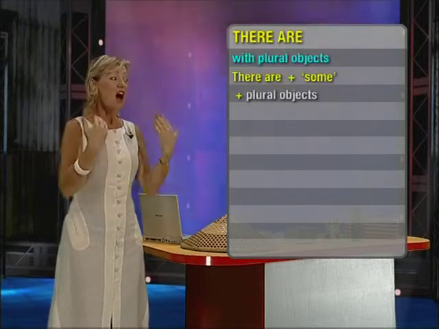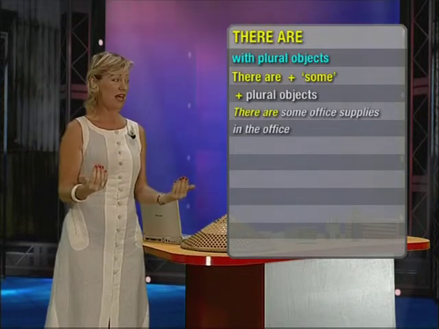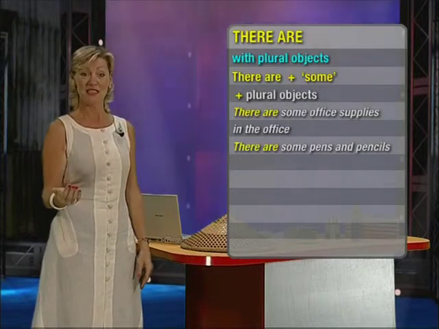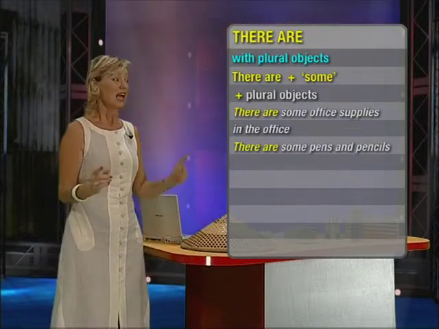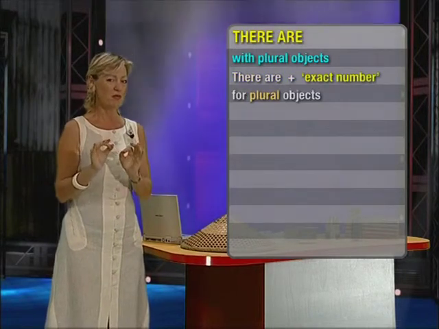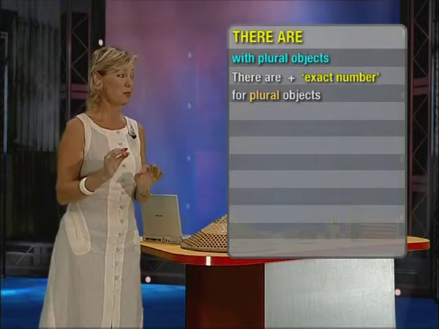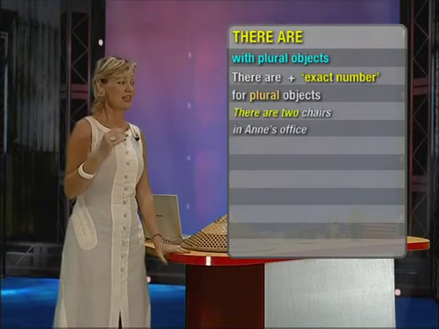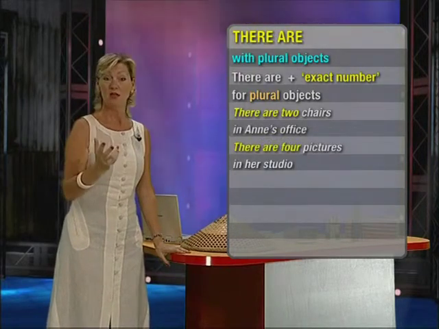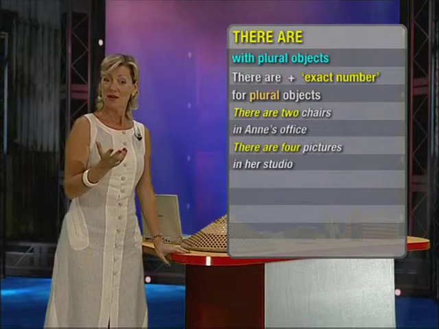Now look at the plural form. We say there are some office supplies in the office, and there are some pens and pencils, okay? And we also use that for the exact number of plural objects. So, for example, there are 2 chairs in Anne's office, and there are 4 pictures, for example, in her studio. All right, so that's an introduction to there is and there are some.